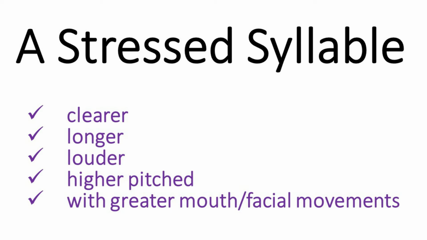Stressed syllables are clearer, longer, louder. They are said with a higher pitch and with greater mouth or facial movements. If there is another syllable in the word that is said almost as strongly, then the syllable that's said the strongest has the main stress, while the one that's said almost as strongly has the secondary stress. All the other syllables that are said with little or no strength are called unstressed syllables.